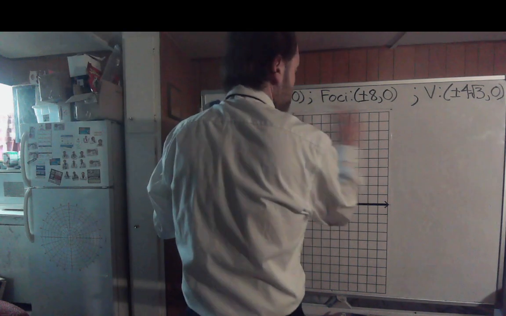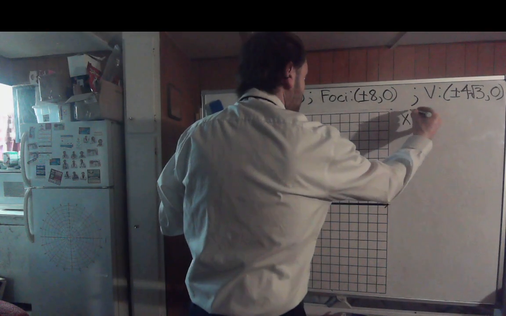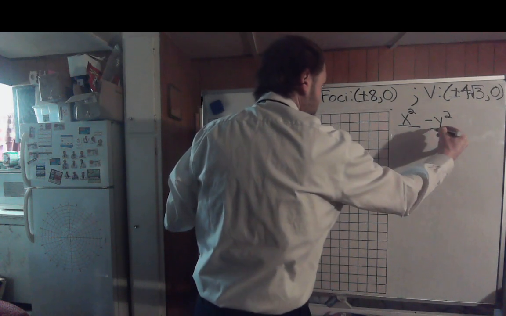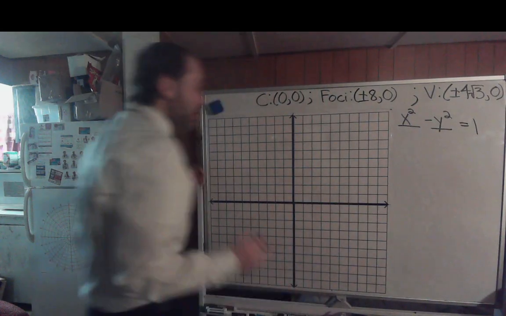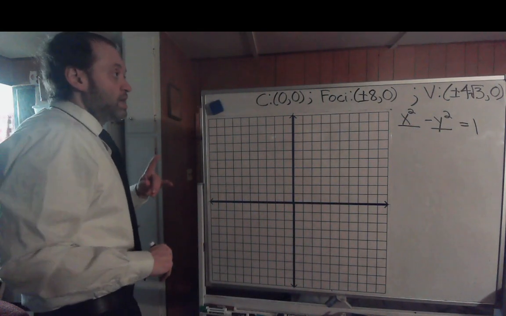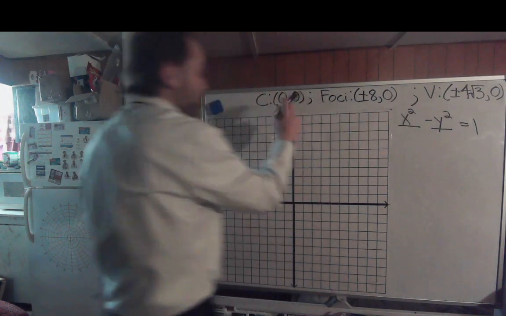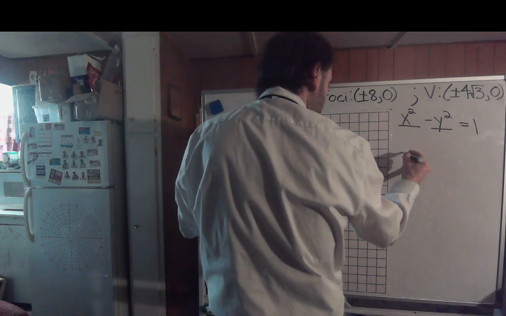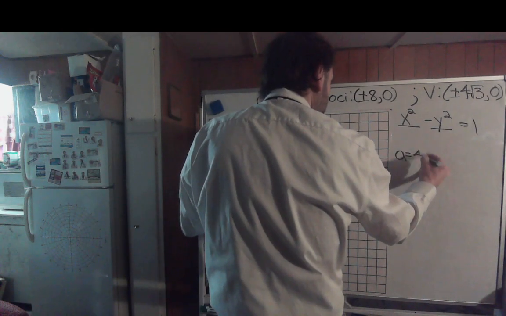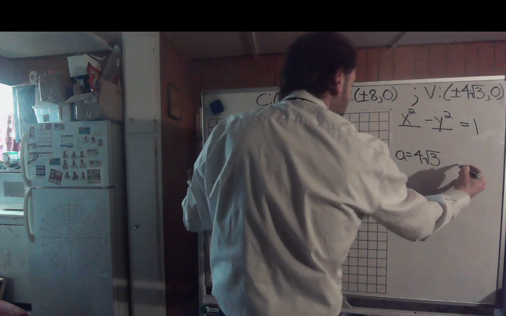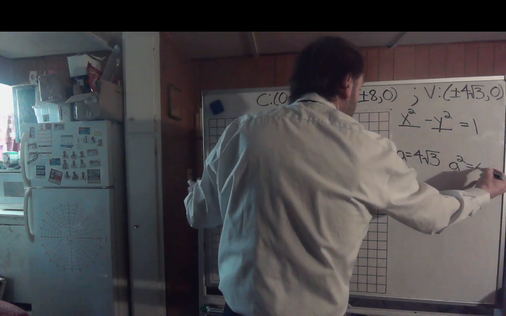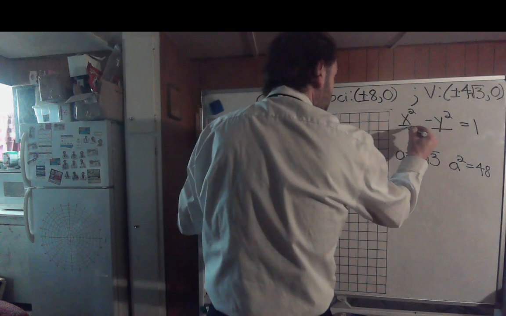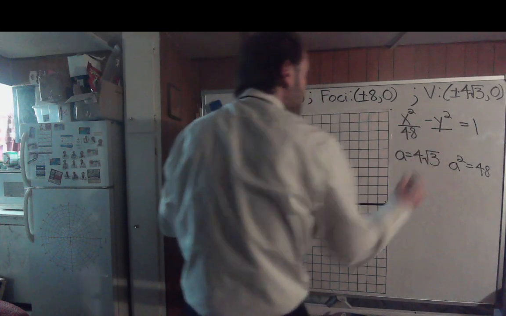So the center's at 0, 0. This is clearly going to be x squared over some number minus y squared over some number equals 1. Now, your vertices are plus and minus 4 times the square root of 3. So that's a change of 4 times the square root of 3 units on the major axis. So A equals 4 times the square root of 3. That means A squared would equal 48. So since x is the major axis, that 48 goes below the x squared.